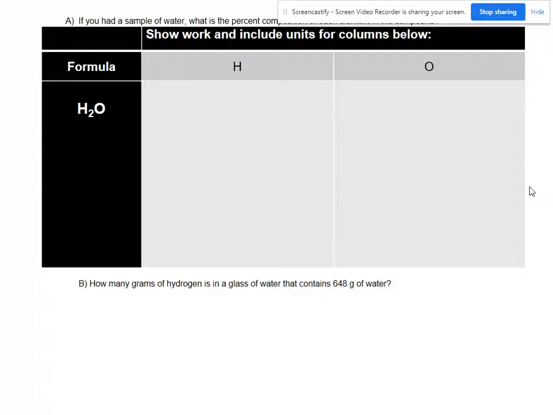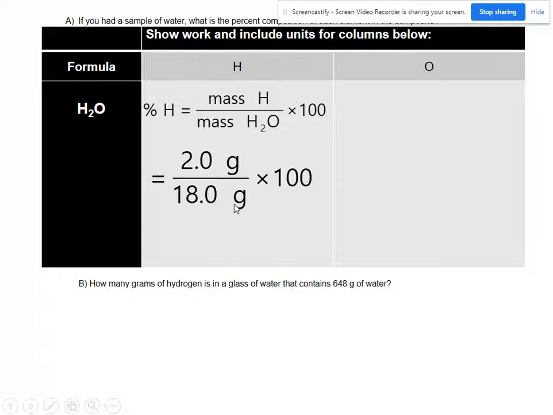So if I had a sample of water, what is the percent composition of each element? So here I have H2O. In the work here, I'm going to have the mass of H over mass of H2O times 100. Well, you have to take into consideration that it's not just one H, there's two H's overall. So I have to put 2.0 grams over 18.0 grams times 100. And this is the exact work that I expect for your homework. We will do one practice problem in the homework, but I do need to see the numerator, denominator with units multiplied by 100. When I multiply that and divide by 18.0, I get 11%.